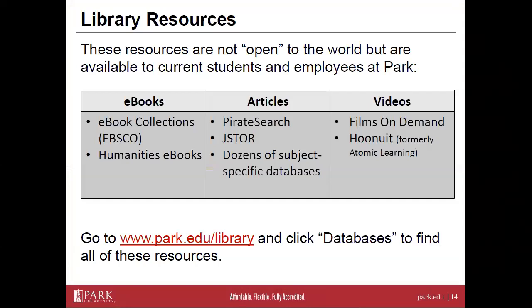So these are just to highlight a few particular databases that might be of help to some of you, just to underscore a few collections under ebooks, articles, and videos. For example, we do have the EBSCO ebook collections, Humanities ebook collections. Pirate Search is a wonderful resource for pulling together searches of article databases across a variety of different article databases from one search box. Of course, several of the JSTOR collections are available as well.